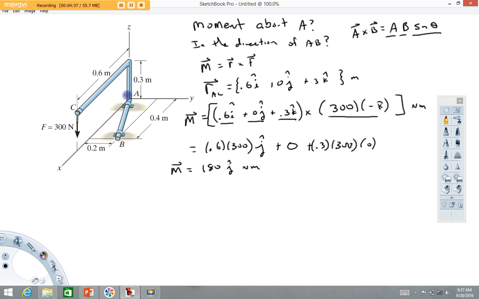So there's the moment produced by this force about point A. All right, next step is how much of this moment vector is in the direction of AB. So what I'm going to do here is find a position vector from A to B. Now notice that we're going to have to go this way. That's going to be 0.4i. And then this way is plus 0.2j, and these would be in meters.